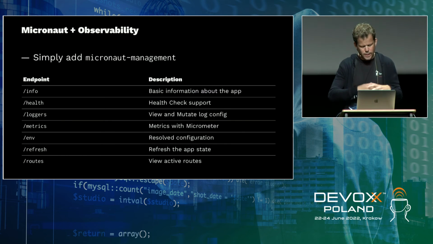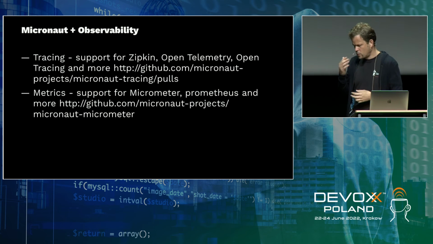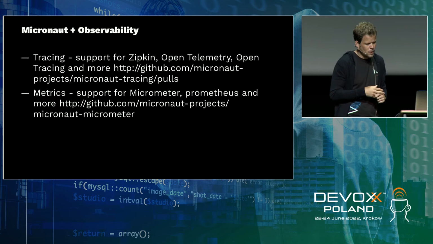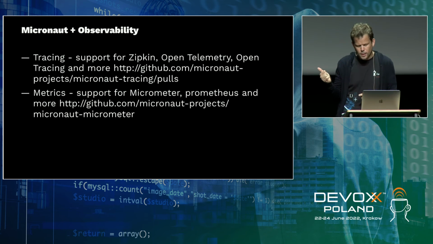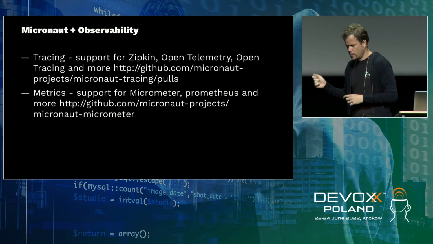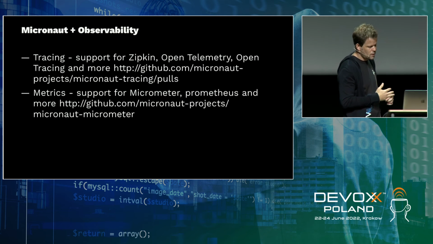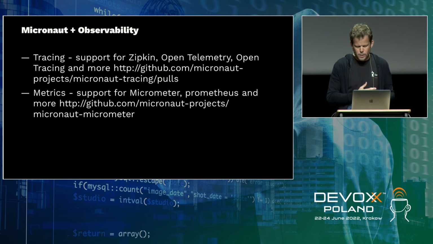And of course, if you authenticate and provide a particular role that allows viewing everything, then you get a lot of insight into your application, what the routes are, what the beans are, metrics, what the environment variables are, and so forth. We also have full support for further observability. We have tracing support. We have support today for Zipkin and Jaeger. In Micronaut 3.6, which will be out soon, we're gonna have support for open telemetry. 3.6 will be out in a few weeks' time. And we have support for Micrometer and metrics backends.